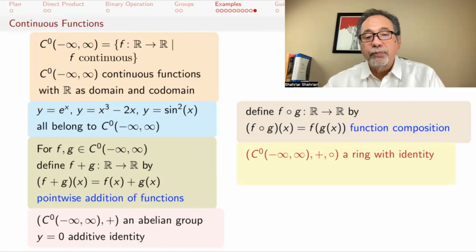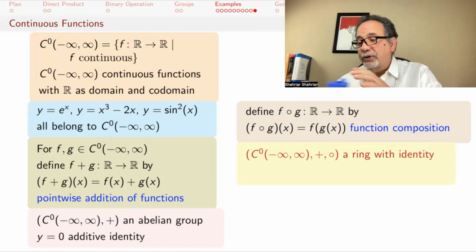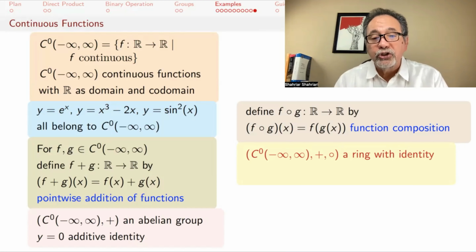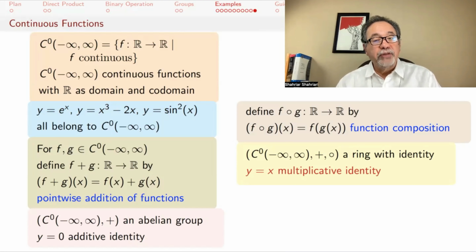If I have a water bottle and I want to drink, if I first open it and then drink some water, it's very different than first drinking and then trying to open the water bottle. Composing two functions, doing one then the other, is not a commutative operation. But this is a ring with identity. And what's the identity? The function y equals x.